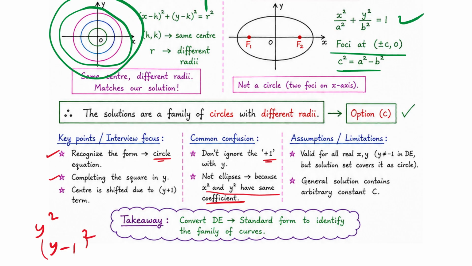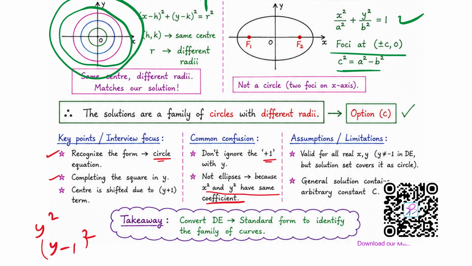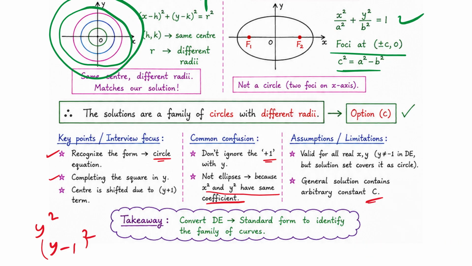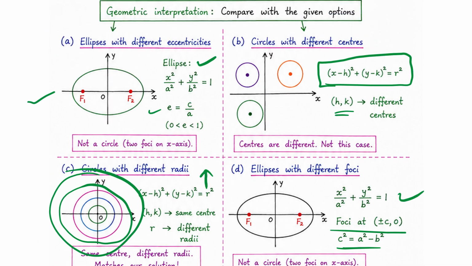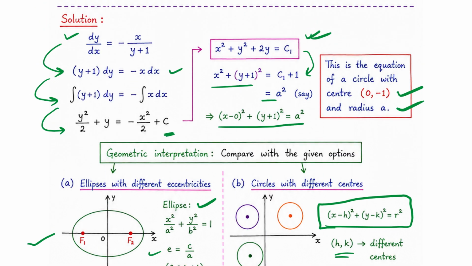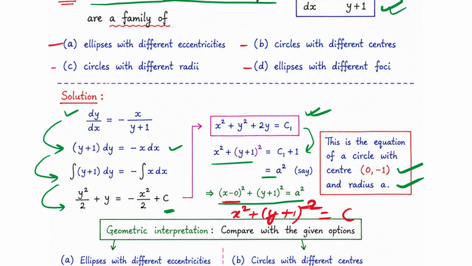Now what are the assumptions or limitations? It is valid mostly for all real x and y not equal to 1, but the solution covers it as a circle. The general solution contains an arbitrary constant, right? So if you see the solution once again, you will see that we have a constant, and it is x minus 0, basically x squared plus (y plus 1) squared equal to some constant. So the correct option of this particular question is C.